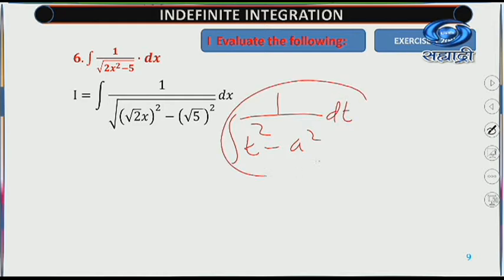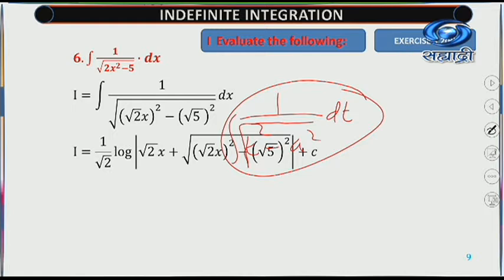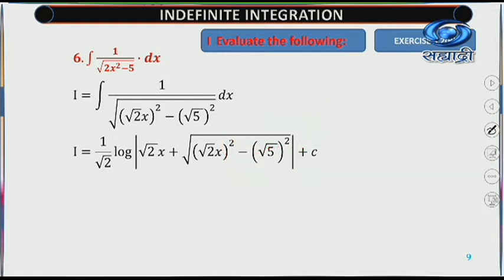This type of formula you have already studied, with the expression inside the root sign. We'll use that formula over here. So what is your formula? Your formula says that it is 1 upon root 2, meaning the coefficient of x, log of. I told you that whatever way you are writing the function, the same function you will get with the plus sign. So it is root 2x plus root of (root 2x) bracket square minus (root 5) square, plus constant of integration.